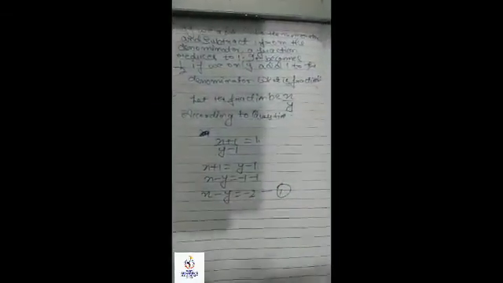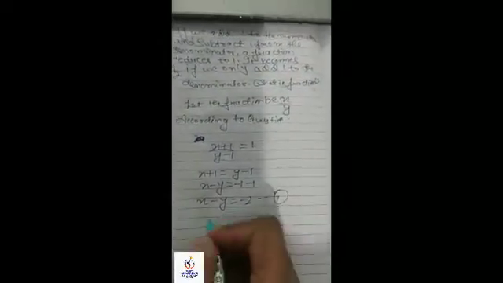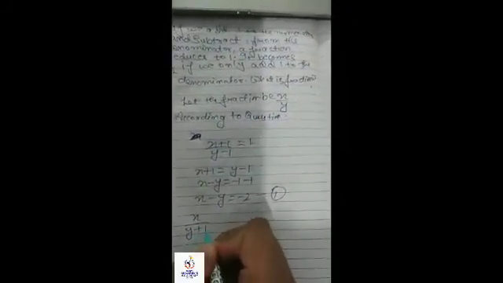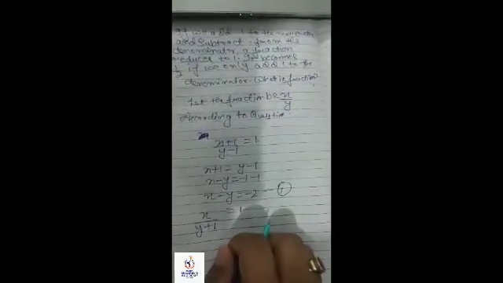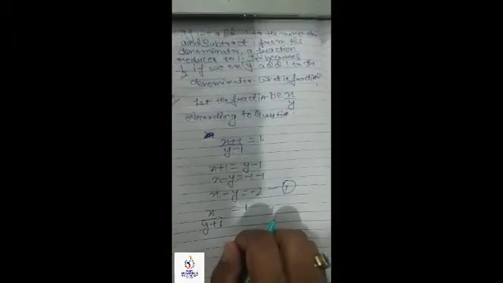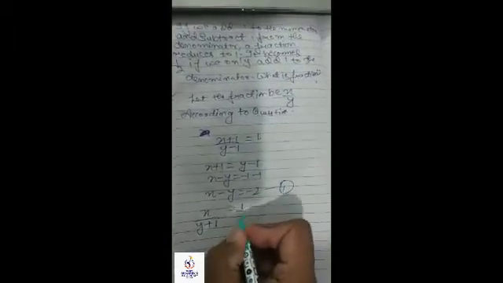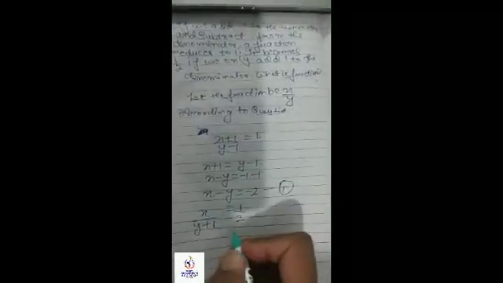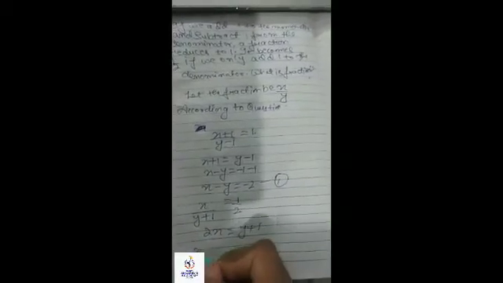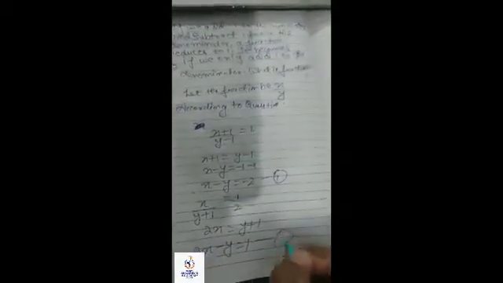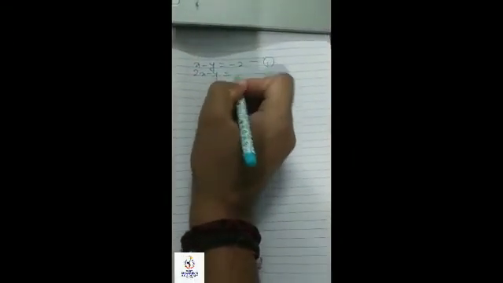Now in the second part of the question, it is saying that let's add only 1 to the denominator and we get 1 by 2. Okay, so cross multiply: 2x is y plus 1, so 2x minus y is equal to 1. This is our second equation. Now we have two equations. First one is x minus y is equal to minus 2. This is first, and second one is 2x minus y is equal to 1.